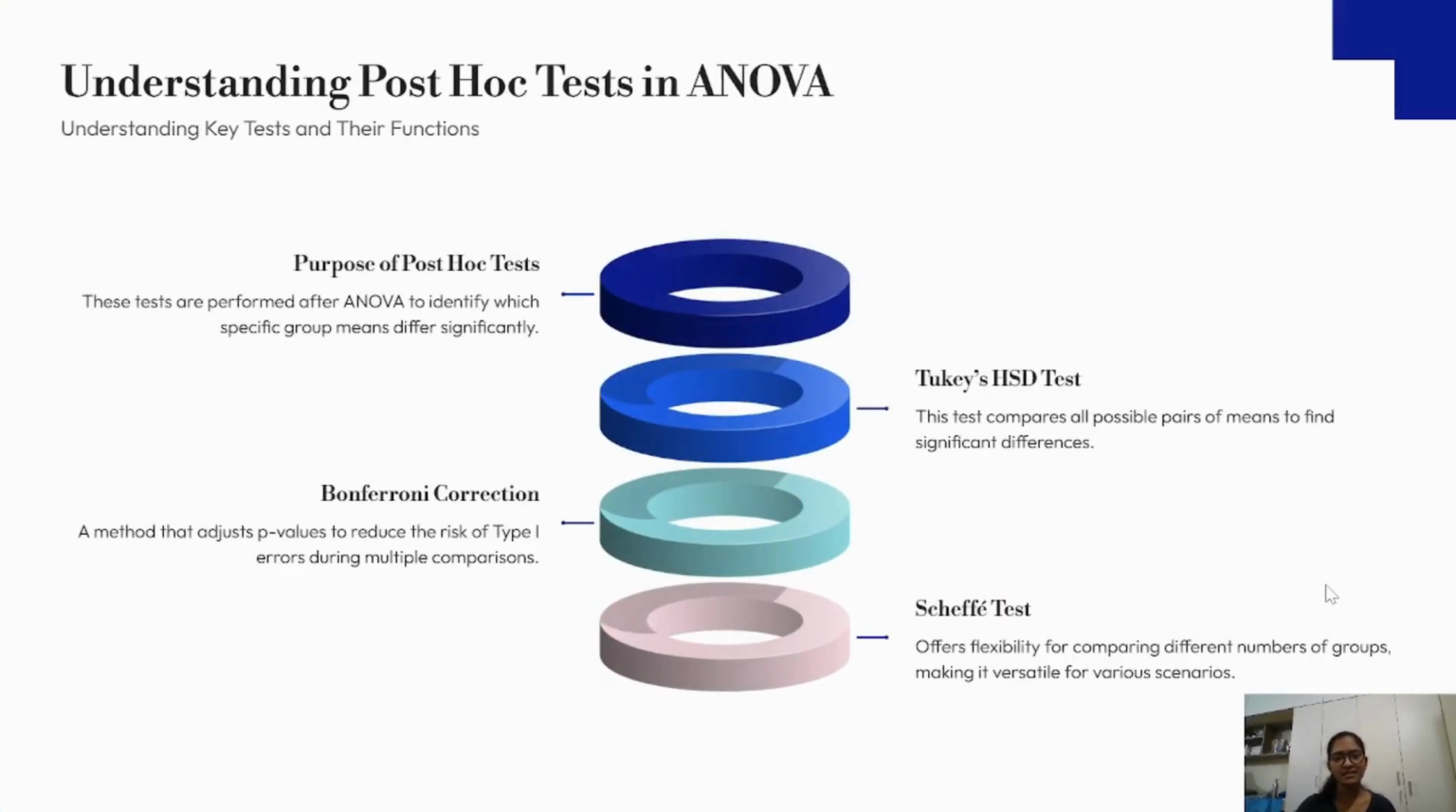Understanding post hoc tests in ANOVA. These tests are performed after ANOVA to identify which specific group means differ significantly. A method that adjusts the p-value to reduce the risk of type 1 error during multiple comparisons is the Bonferroni correction. In Tukey's HSD test, this test compares all possible pairs of means to find significant differences. The Scheffé test offers flexibility for comparing different numbers of groups, making it versatile for various scenarios.